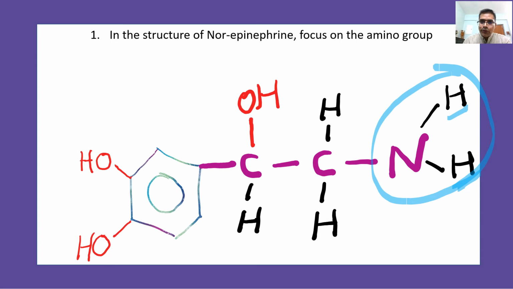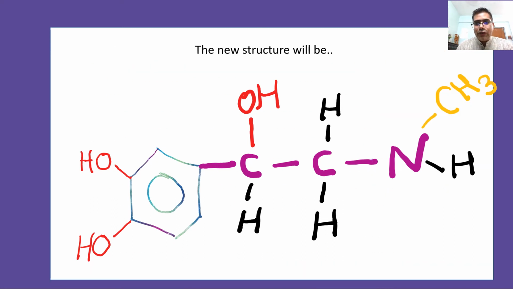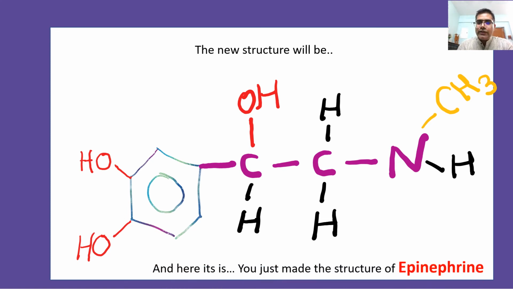Now what you are supposed to do here is replace 1 hydrogen. You pick any one, replace this 1 hydrogen, and add 1 methyl group here, CH3. So in the nitrogen, you have to replace 1 hydrogen with a methyl group. Your new structure will look something like this. The structure of norepinephrine, and in the nitrogen, 1 hydrogen is replaced by CH3. So friends, you have just made the structure of epinephrine.